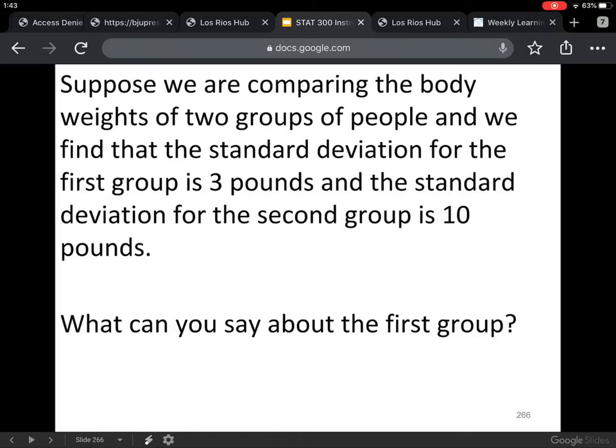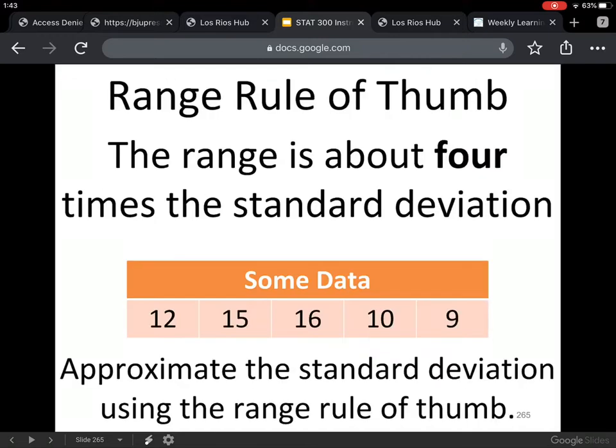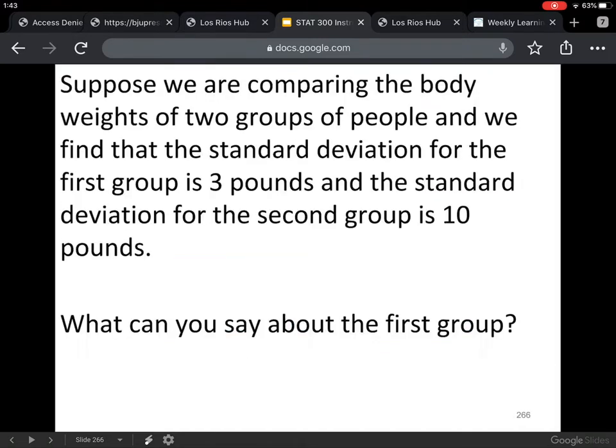Okay, so we've talked about the range, the variance, and the standard deviation. Variance and standard deviation are related, and the standard deviation and range are related. We just showed that with the range rule of thumb. So suppose we're going to compare body weights of two groups of people, and we find that the standard deviation, which is a measure of the variation, for the first group is 3 pounds, and the standard deviation for the second group is 10 pounds. What can you say about the first group?